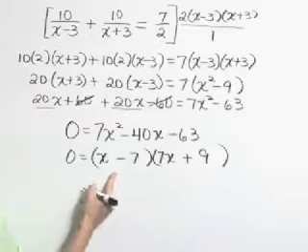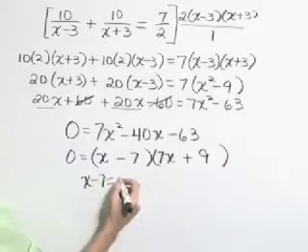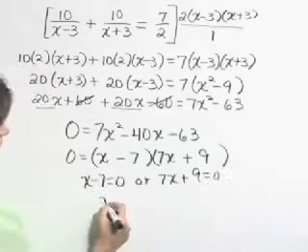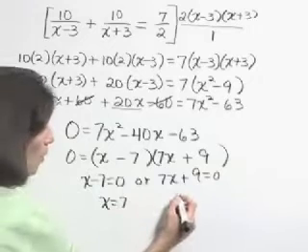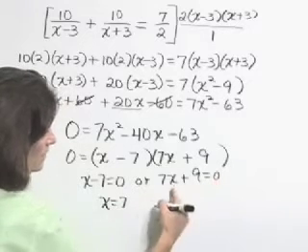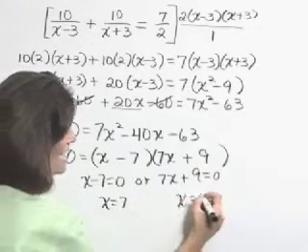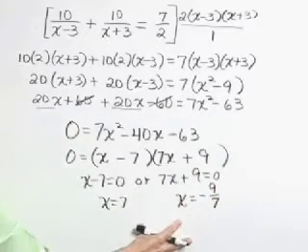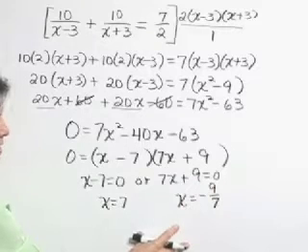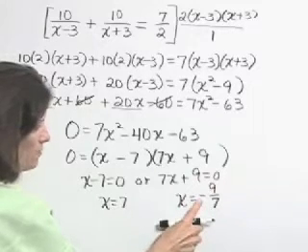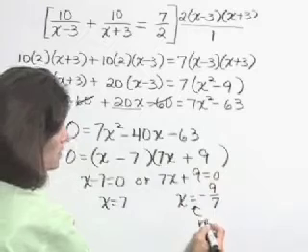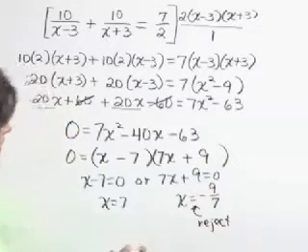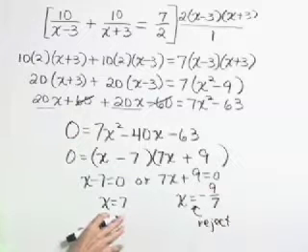Using our zero factor property, x minus 7 is 0, or 7x plus 9 is 0. So x is equal to 7, or subtract 9, divide by 7, x is negative 9/7. Now, remember that x represents Laura's rate. Her rate is not going to be a negative number, so let's reject this as a realistic solution. Okay, that one's gone. Let's focus on this x equals 7, however.